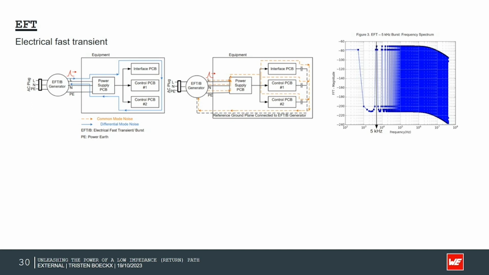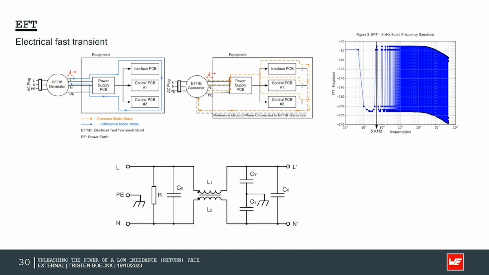If we then look at the EFT test setup, we can see that there are two different noises introduced. First, there is a differential mode noise introduced. This is shown with the blue arrow, the blue line. Further, there is also a common mode noise that is induced on all three lines, and that runs through a capacitive coupling, using the ground plane, back to the source.